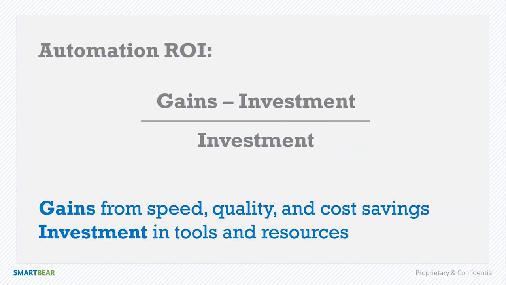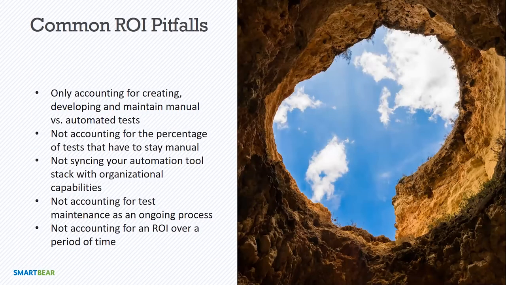But before we do that, we want to make sure that you are familiar with the common ROI pitfalls, so that as you are defining this for your organization, you are aware of them. And that's usually around two biggest buckets. One is exclusively accounting for certain elements or not accounting for certain elements. So those that only account for creating and developing automated tests versus manual tests, there are so many other benefits that come from automated testing that you should also account for when you are calculating your ROI. The other element is not accounting for the percentage of tests that have to stay manual.